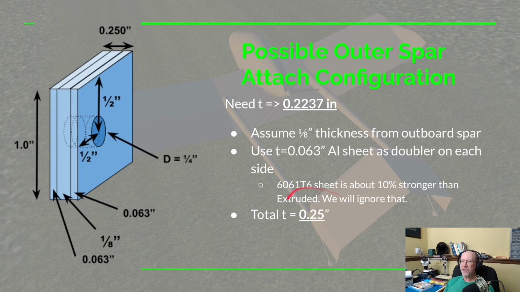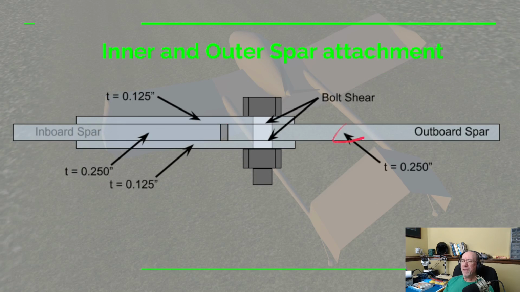So for now, let's consider using a 1/4 inch bolt. I really like that idea now. By having this outboard spar be 1/8 inch and then 0.063 plates on each side for a total of 1/4 inch thick, that then gives us the option of having this inboard spar be made out of a single piece of 1/4 inch thickness. So I really like that idea.